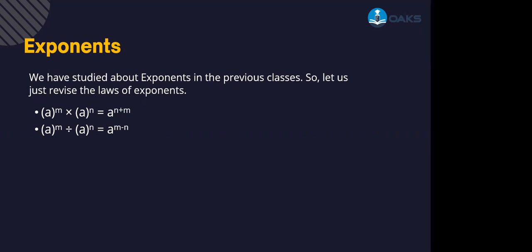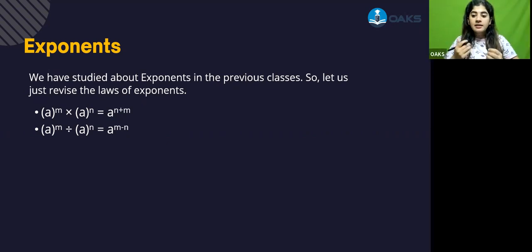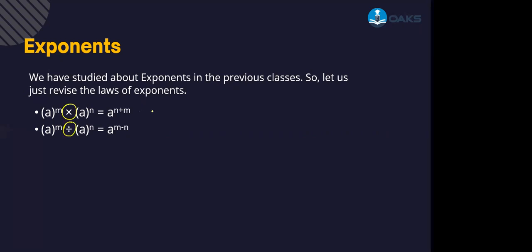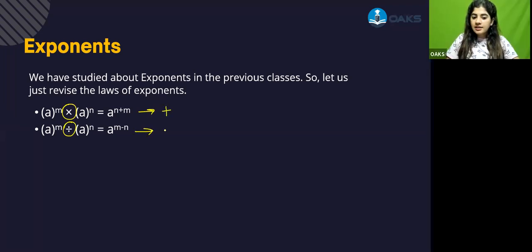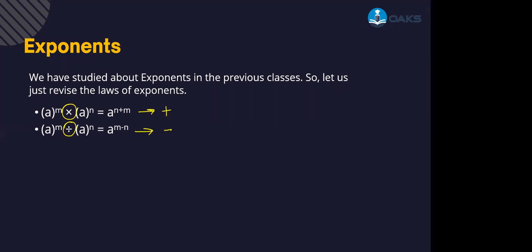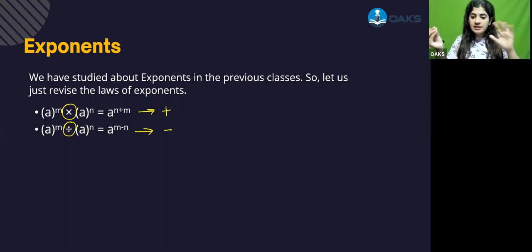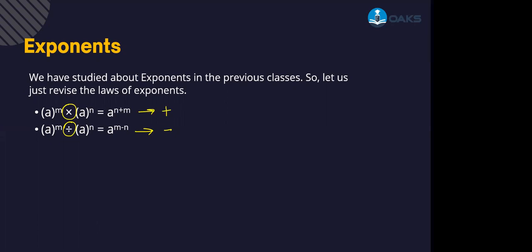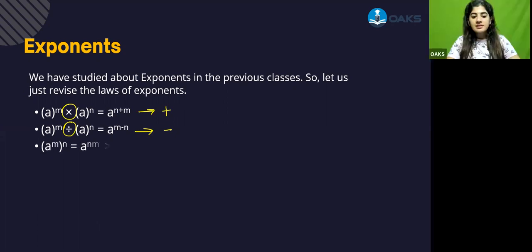Going to the next part, that is when the bases are same and the numbers are getting divided. Here it is multiplication, here it is division, here it is addition, and here it is subtraction. Just link these things in your mind. When 2 numbers are getting multiplied, the powers will get added, considering the bases are same. When 2 numbers are getting divided, the powers will be subtracted. Now, to the next one, a raised to power m raised to the power n. The powers will get multiplied.